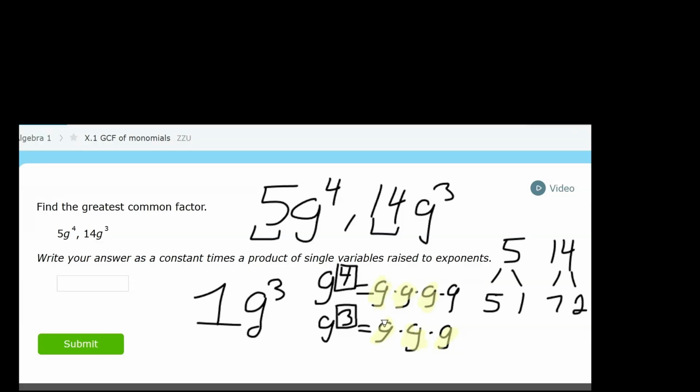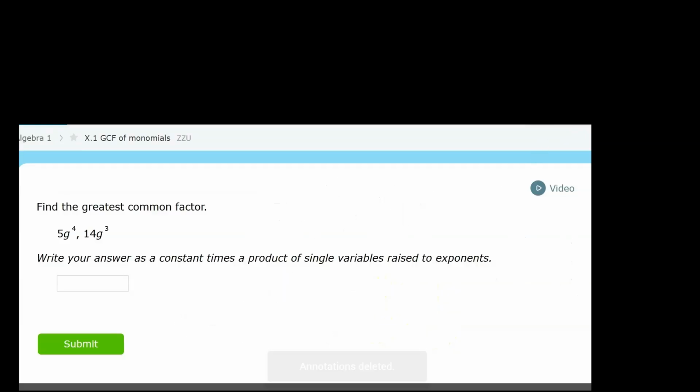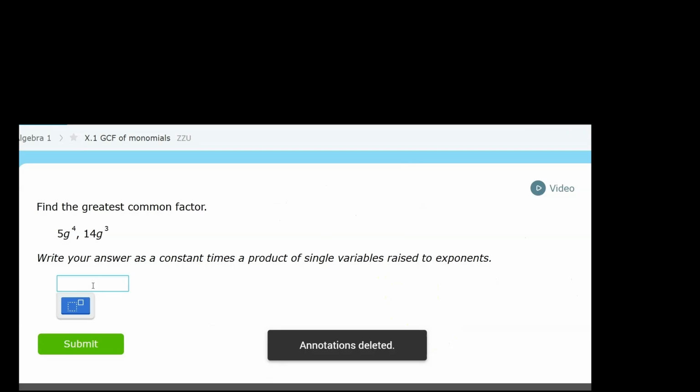Okay, and notice that they can only have up to 3 g's in common, because g to the 3rd can only have 3 g's, while g to the 4th has 4 of them. So our final answer is just g to the 3rd. I'm not going to write the 1 because we don't need to.